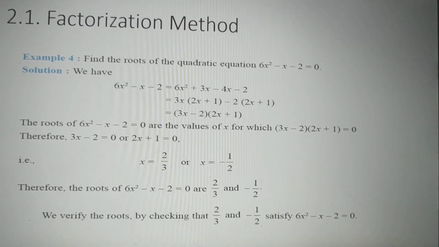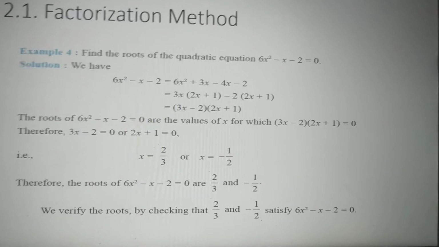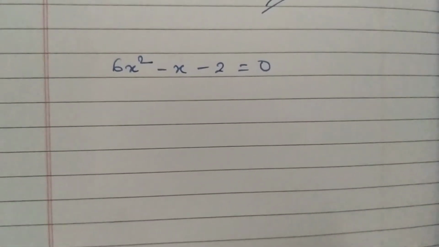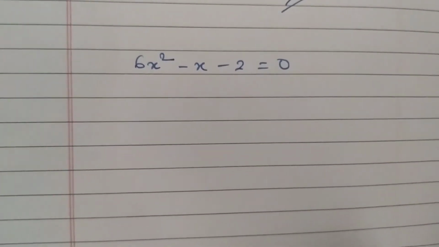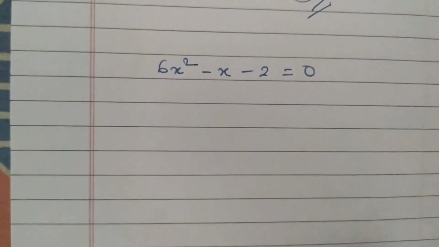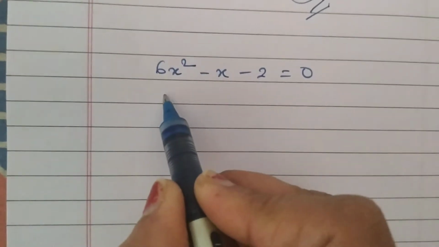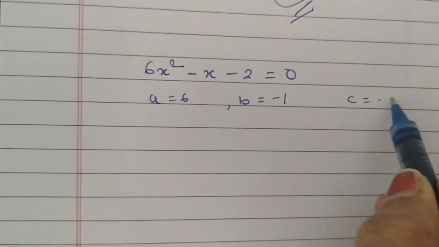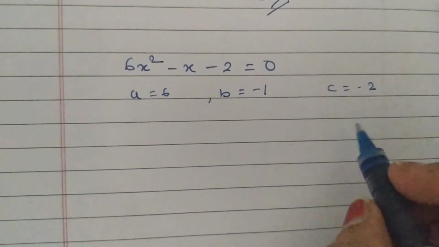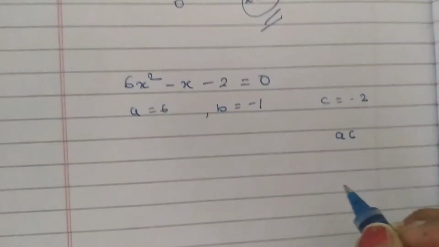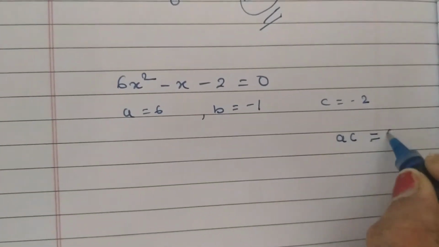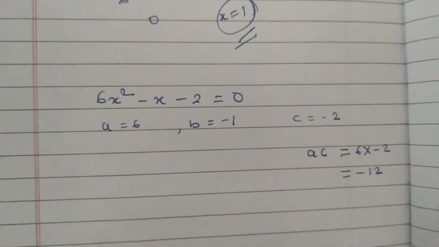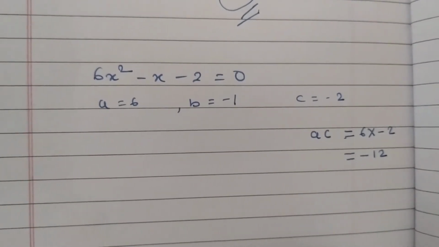Question: find the roots of the quadratic equation 6x square minus x minus 2 equals 0. That is our equation. In place of a you put 6, in place of b you put minus 1, and in place of c you put minus 2. First multiply a into c. a into c means 6 into minus 2. What do you get? You get minus 12.